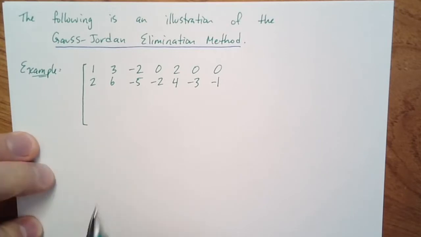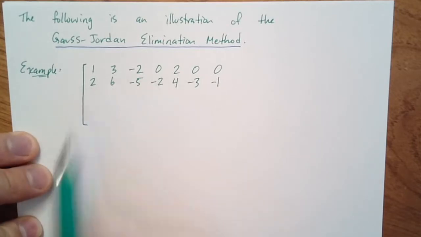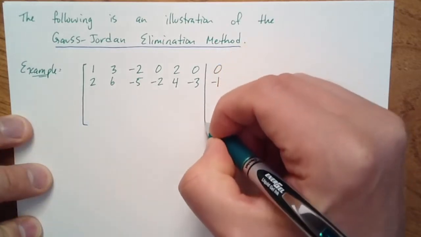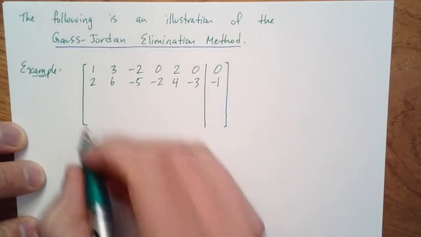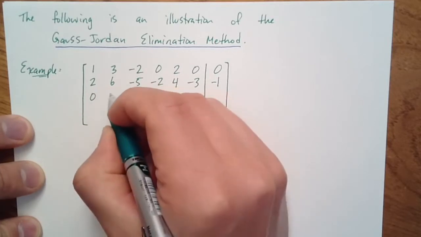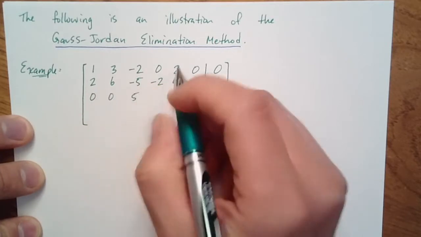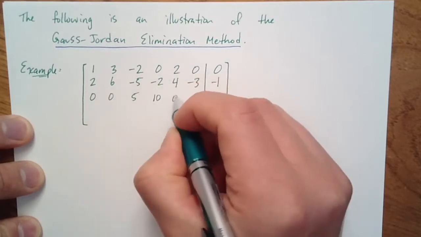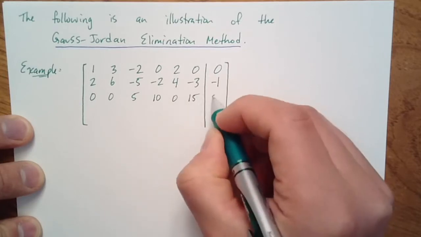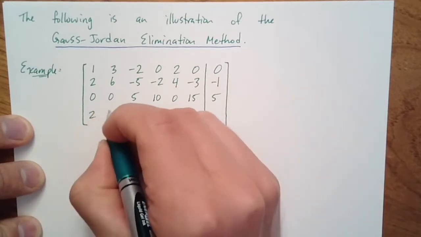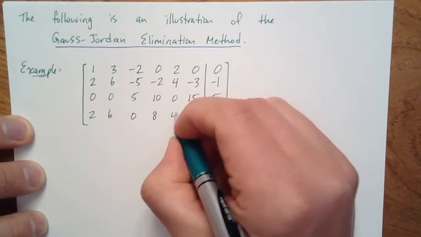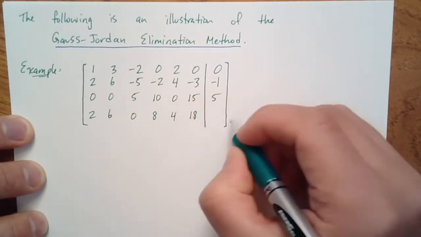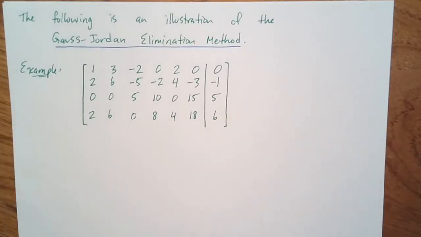So that's the first 2 rows. The first 6 entries are going to be the coefficients of the 6 variables. And then the 7th entry of each row will be the constant term, which really is the constant on the right-hand side of the corresponding equation. And then our last row, 2, 6, 0, 8, 4, 18, and 6. Okay, so let's look at what we can do.